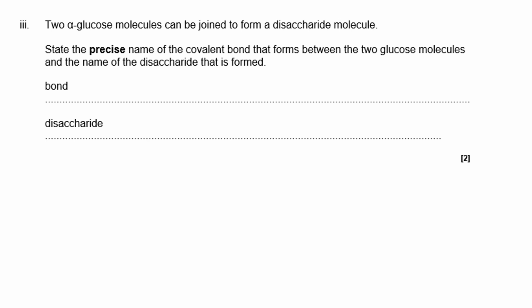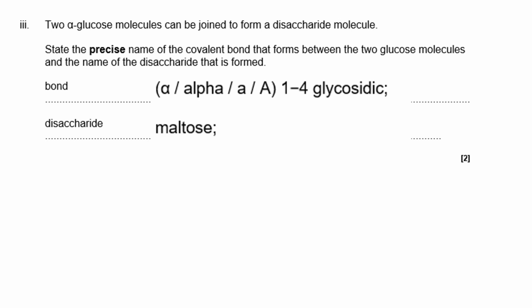Third part of the question. 2 glucose molecules can be joined together to form a disaccharide. What is the precise name of the bond that forms between 2 glucose molecules, and what would that particular disaccharide be? So you have to put that the bond is the alpha 1,4 glycosidic bond.